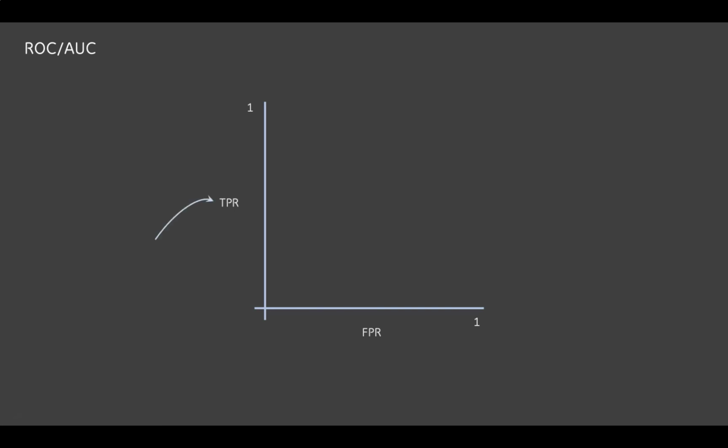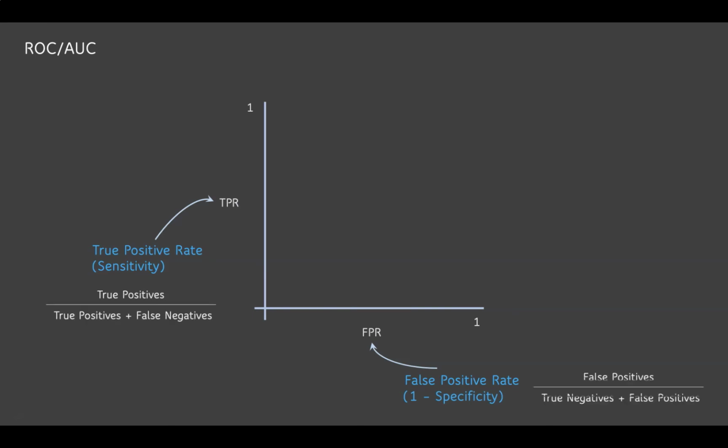On the y-axis we have the true positive rate, which is the same as sensitivity, while on the x-axis we have the false positive rate, which is actually the same as 1 minus specificity. In order to calculate the true positive rate and false positive rate for each confusion matrix, we will use formulas. True positive rate is equal to true positives divided by true positives plus false negatives. And false positive rate is equal to false positives divided by true negatives plus false positives.